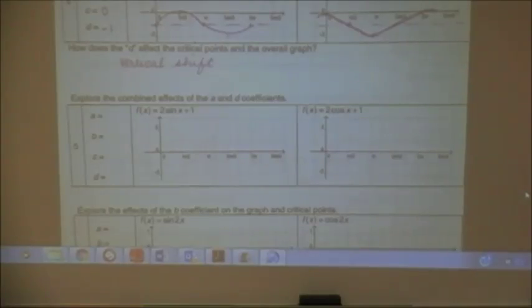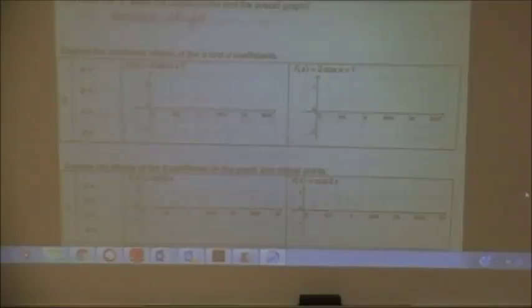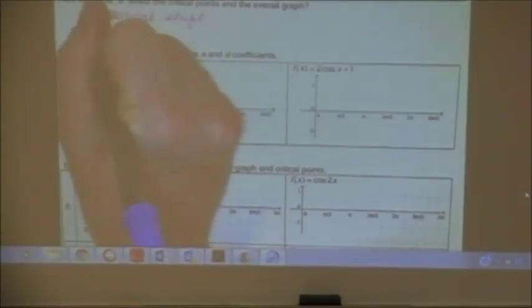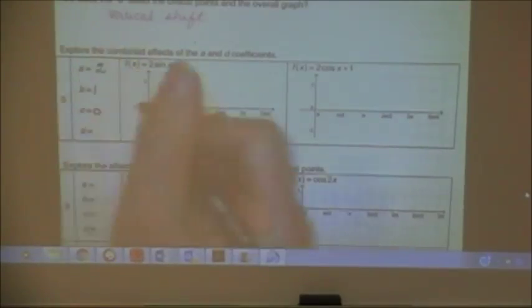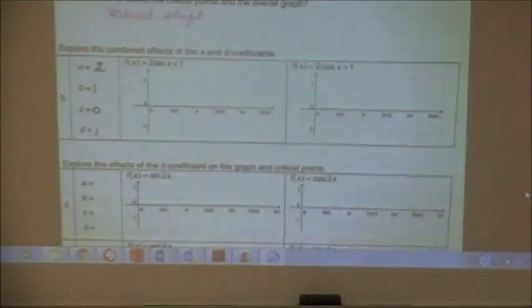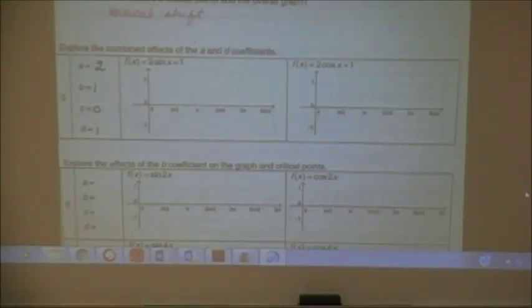And in this case, they both happen to be vertical translations. I have a vertical stretch by 2 and a vertical shift by 1. So my A value is 2. My B value is 1 because there's still an X there. My C value is 0 because there's no horizontal shift, but my D value is 1. Alright, so I've got 2 vertical changes. The stretch happens before the shift.